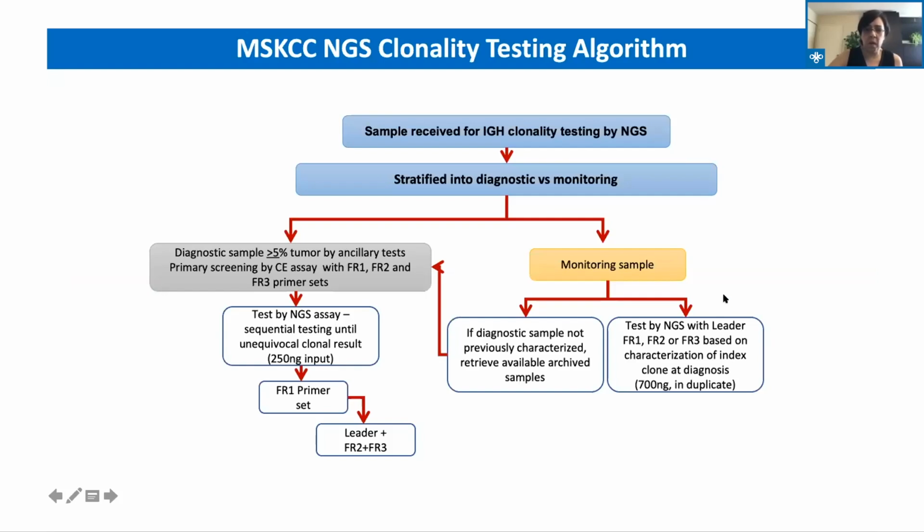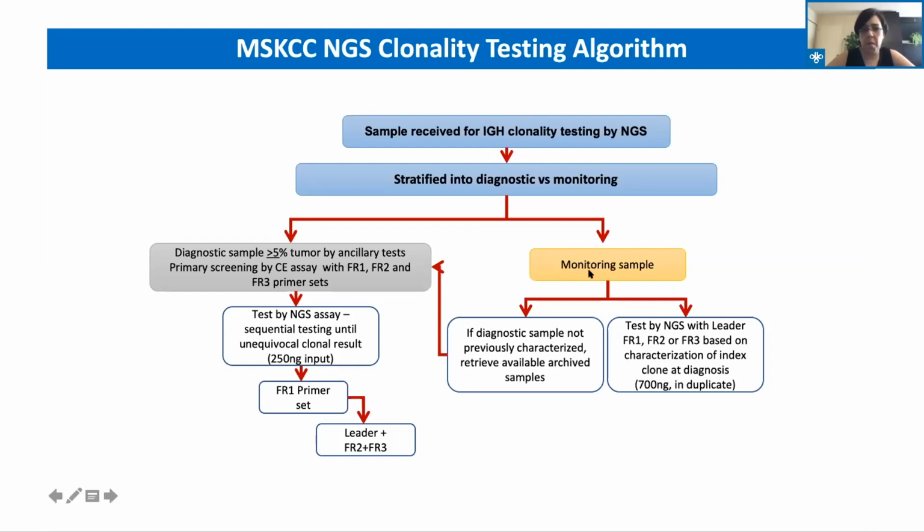Samples for clonal rearrangement, as they come into our lab, get stratified into diagnostic and monitoring samples. All diagnostic samples that have more than 5% tumor content are suitable for characterization of the clone. When the sample has less than 5% tumor, we usually look for another sample so that we can do a proper characterization. We generally sequence in a staged fashion: we do FR1 and leader first, and then we do FR2 and FR3 primers.